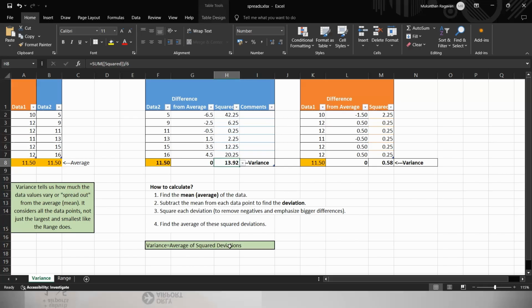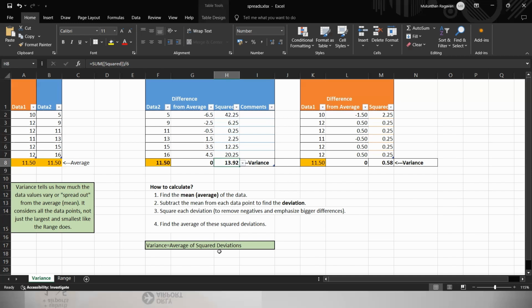To recap, we take the deviation of each data point from the average, and we square it to remove the negative sign. After squaring, we sum it up and find the average. So the average of squared deviations is the variance, and this variance will be useful in coming sessions to understand the standard deviation and the bell curve.